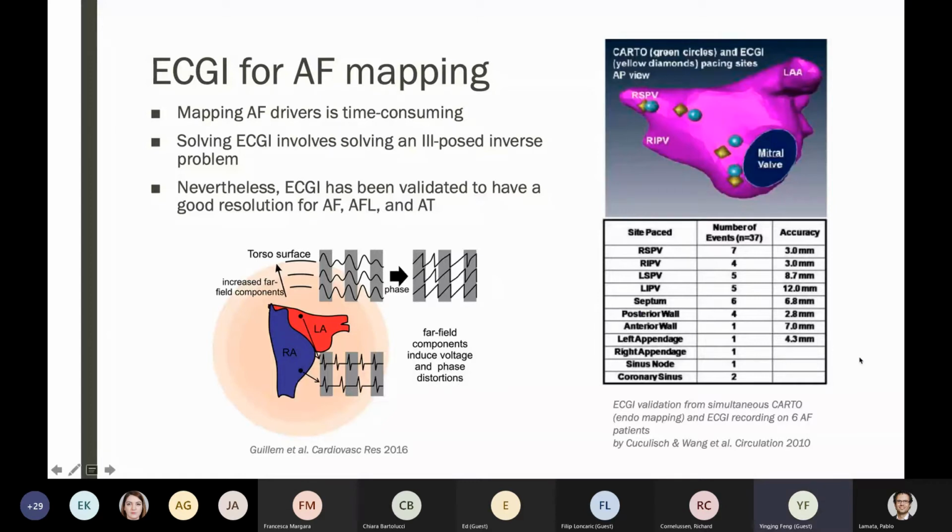This one was published by Cuculich in Rudy's group in 2010. They showed that by pacing different sites on the atria, shown in the green circle, and tagged by the CARTO invasive mapping system, they then used ECGI to identify these ectopic beats and compare the resolution, and they found a fairly good accuracy.